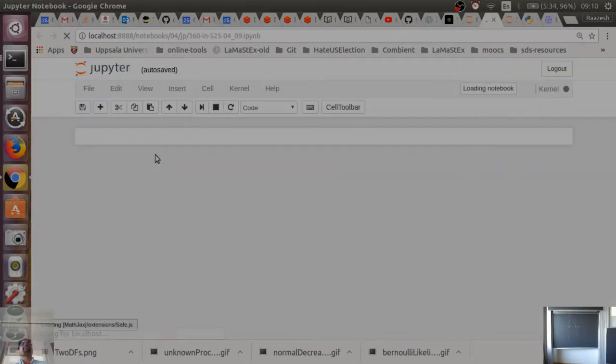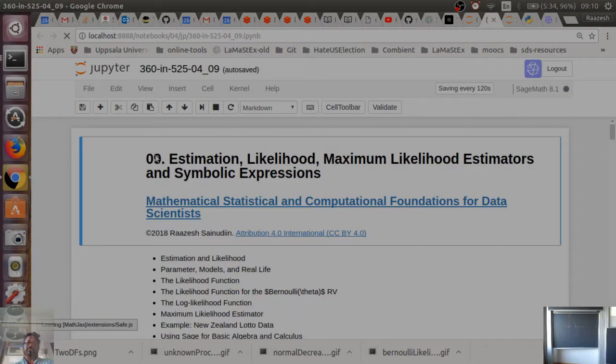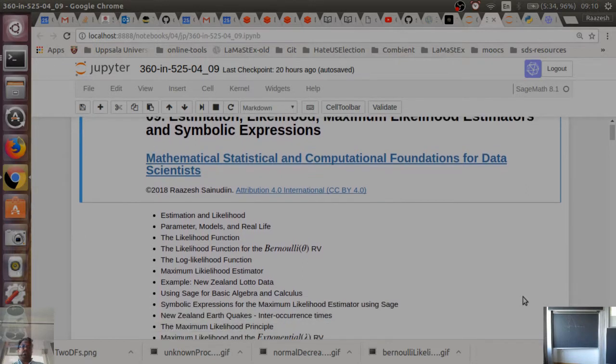So that was fine, right? Everything was here. We'll go at a fairly fast pace with that today. So now we have a lot of concepts, right? Estimation, likelihood, maximum likelihood estimators, and then some symbolic expressions and Sage. Okay. So here's a bit of the outline.